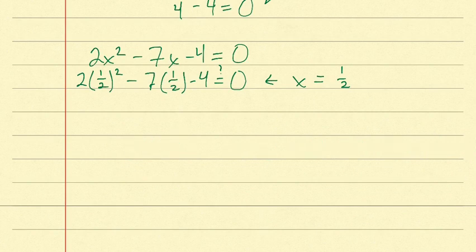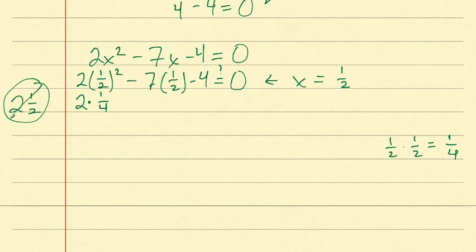Well, let's start simplifying. 2 times, well, what's 1/2 times 1/2? 1 times 1 is 1, 2 times 2 is 4. So 1/2 times 1/2 is 1/4. Please keep in mind this is not the same as 2 and 1/4. Not the same as that. It's 2 times 1/4. 2 and 1/4 is equal to 2 plus 1/4. They are not the same thing.